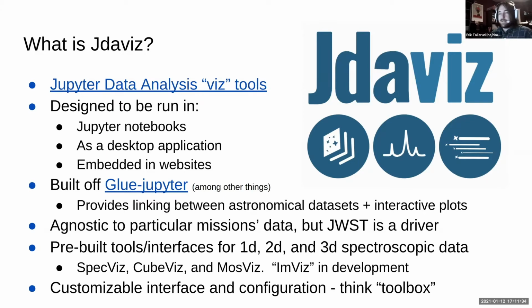The current implementation, as indicated by these three logos, has three main visualization tools, which I'll go through in just a second, for 1D, 2D, and 3D spectroscopic visualization. But the key thing to bear in mind is that even though those are the ones we've implemented because that's what's most pressing for JWST, the whole concept is that it's more like a visualization toolbox.